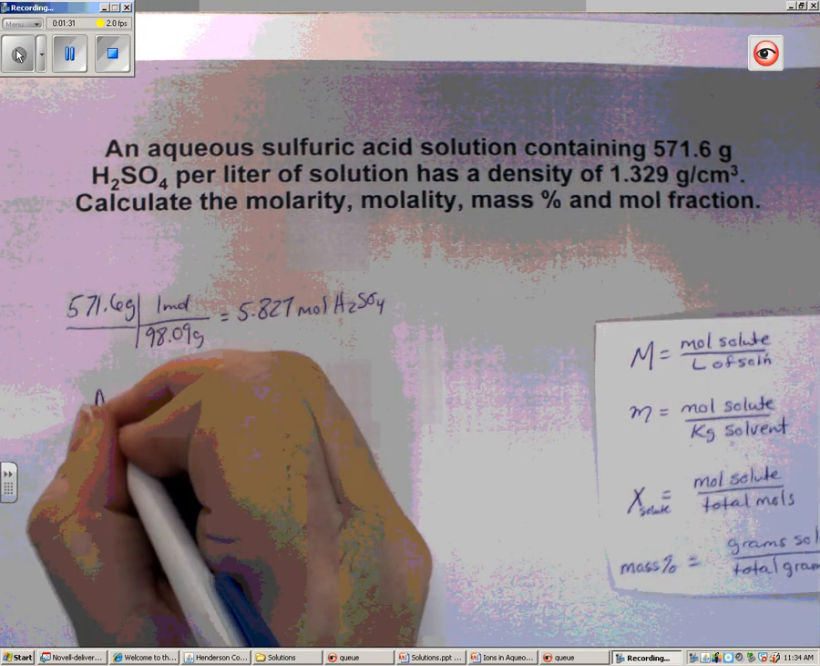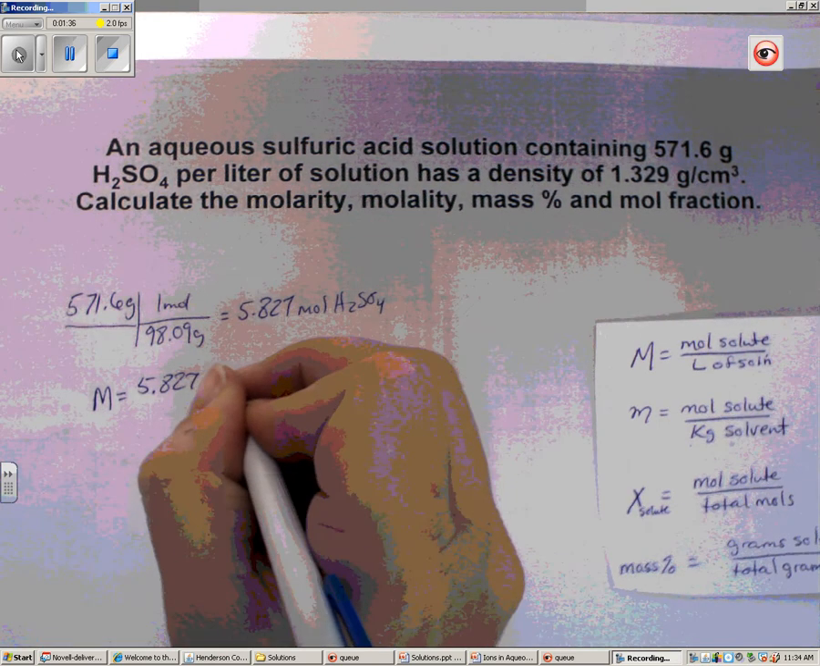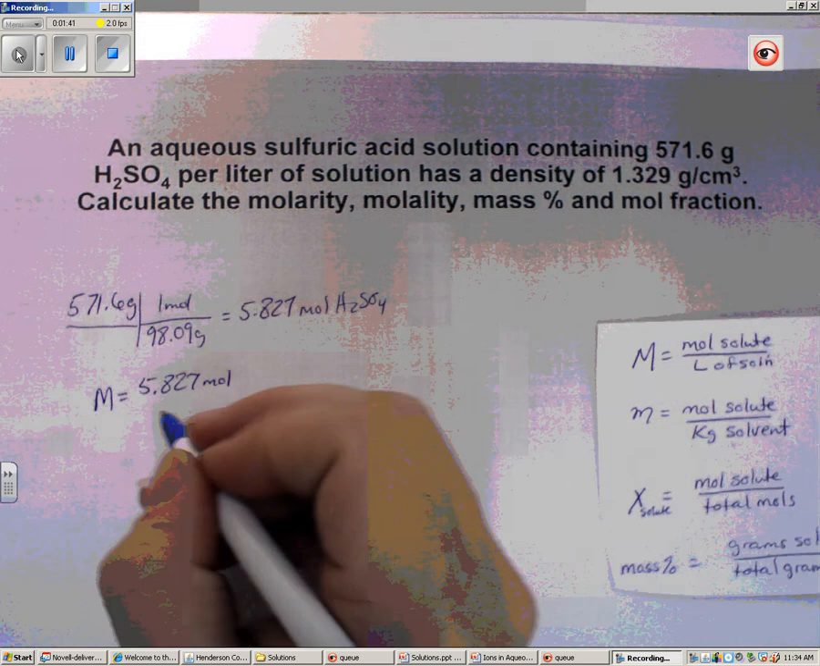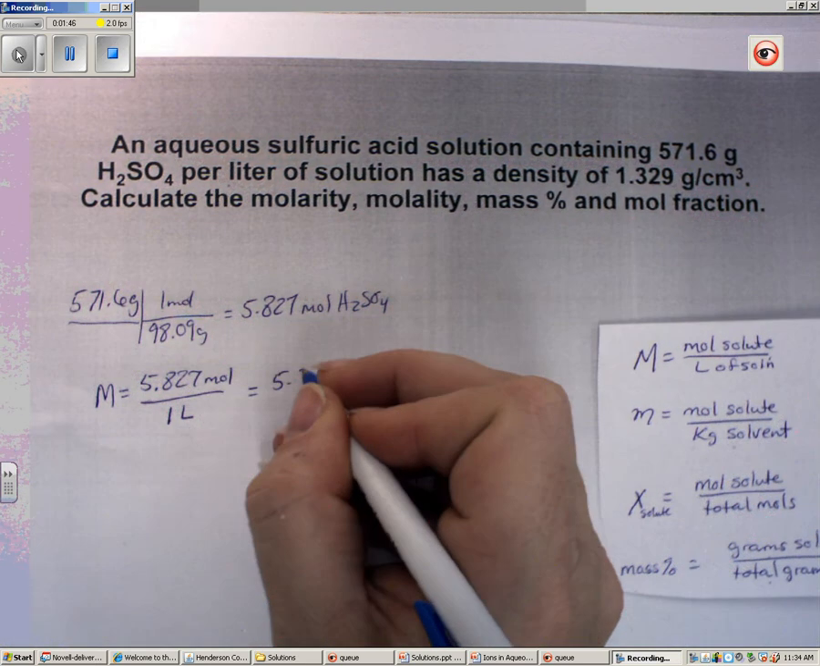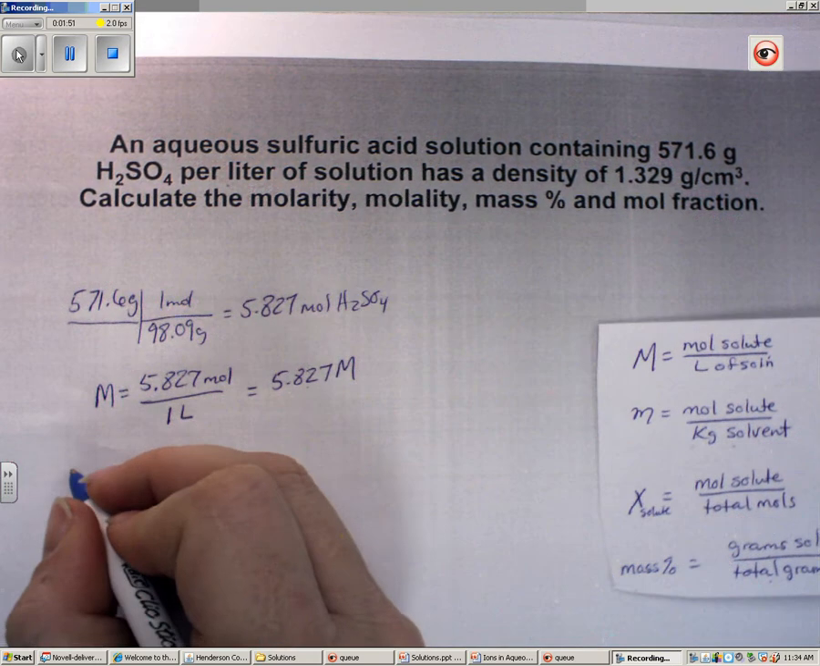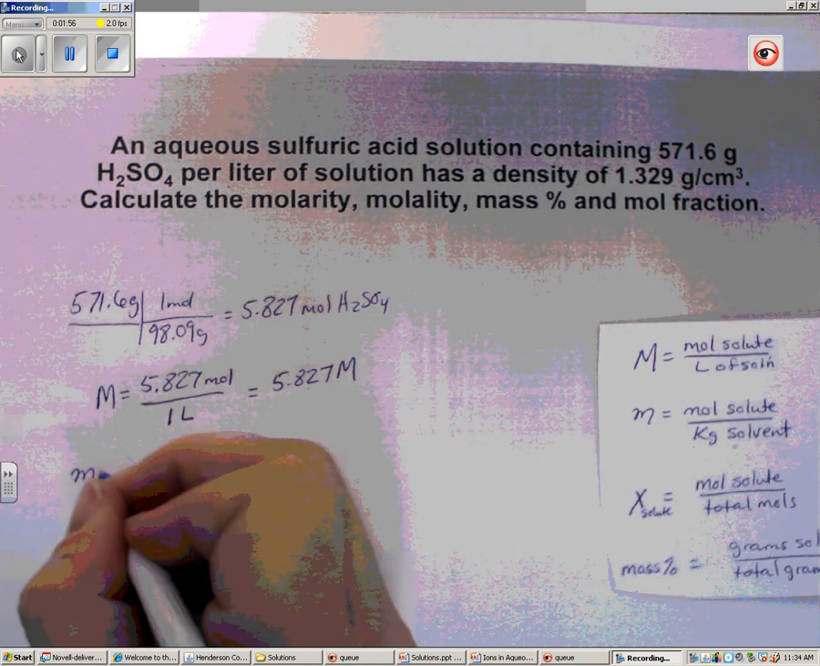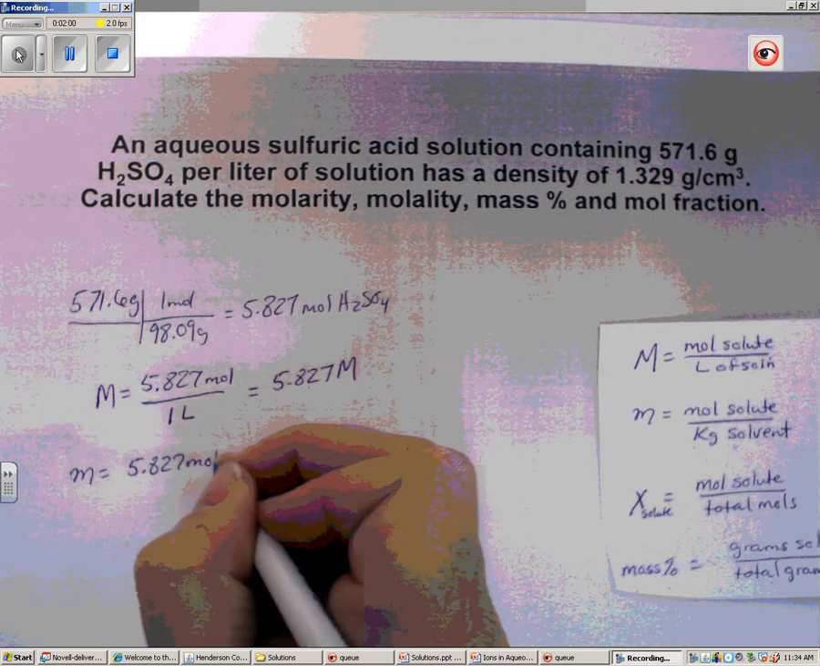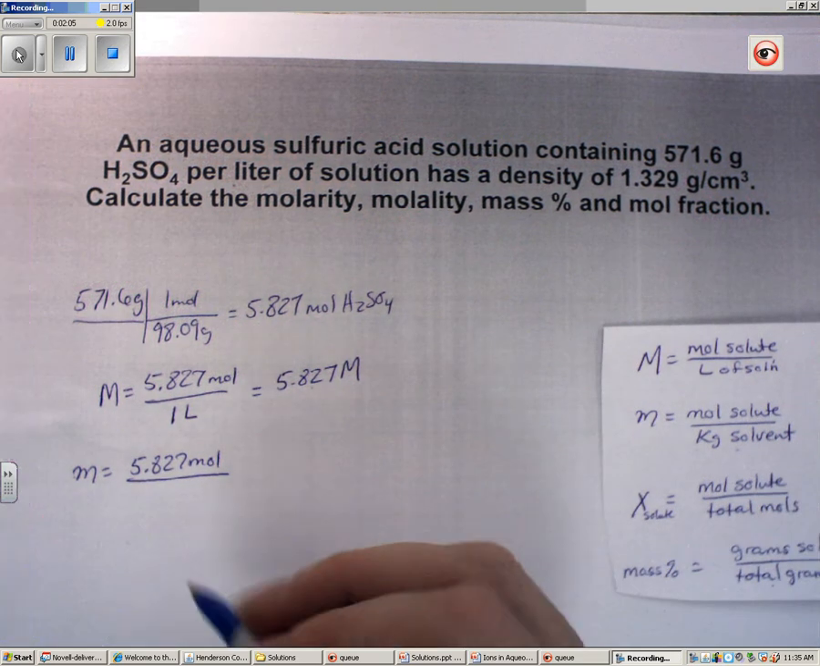To get my molarity, it's moles over liters. And then they tell me it's per liter of solution. So I have that many moles in 1 liter. And so my molarity is 5.827 molar. Now, molality. A little bit different here. Moles of solute, so my molality is going to start with the moles, 5.827, and that's probably a pretty good first step for any type of problem that you have to do like this, over kilograms of solvent.